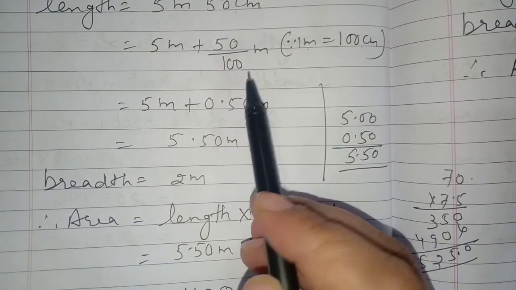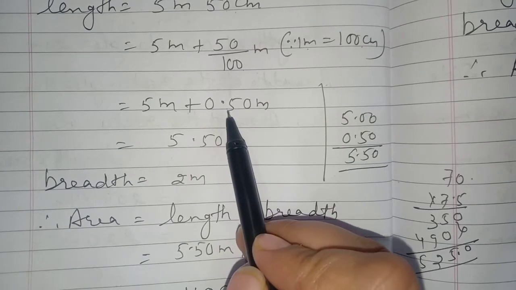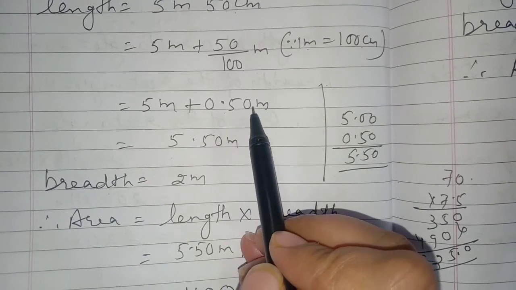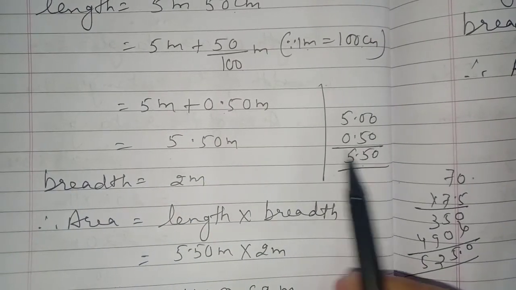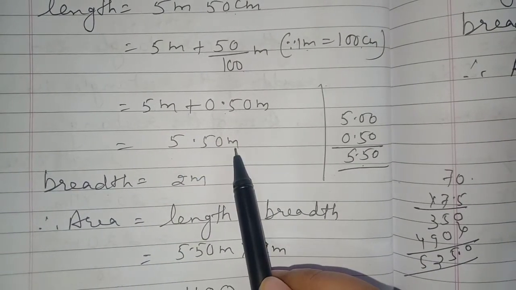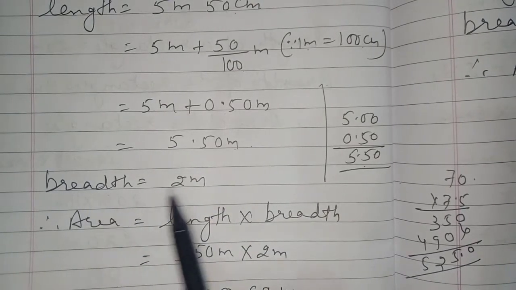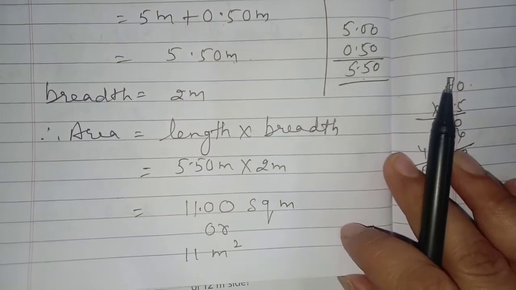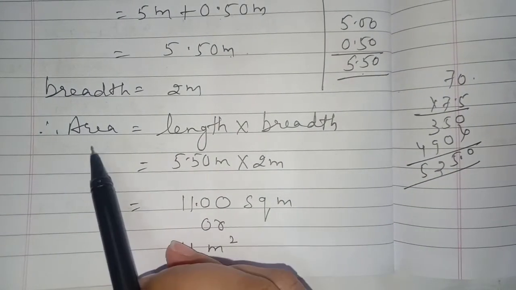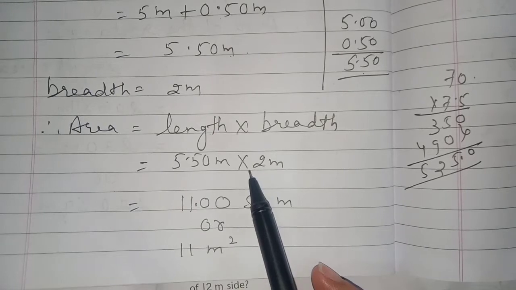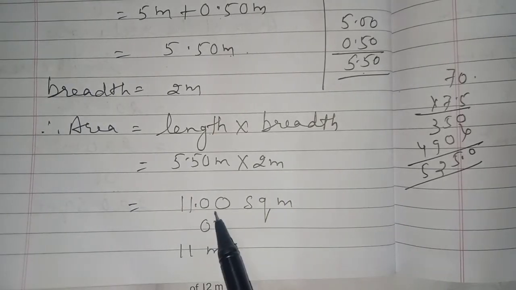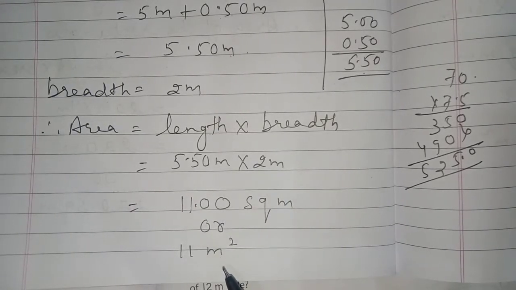Denominator is having two zeros, so when we write the answer, there should be two digits after the decimal. When we add 5 meter and 0.50 meter like this, we get 5.50 meter as the answer. So this is the length. Now breadth is 2 meter. Now length and breadth are with us, so we can find the area, that is length multiplied by breadth. 5.50 meter multiplied by 2 meter, and we will get 11 square meter, or we can say 11 meter square.